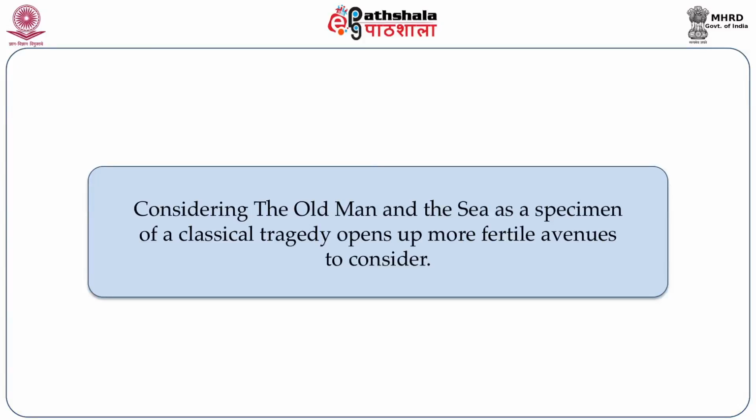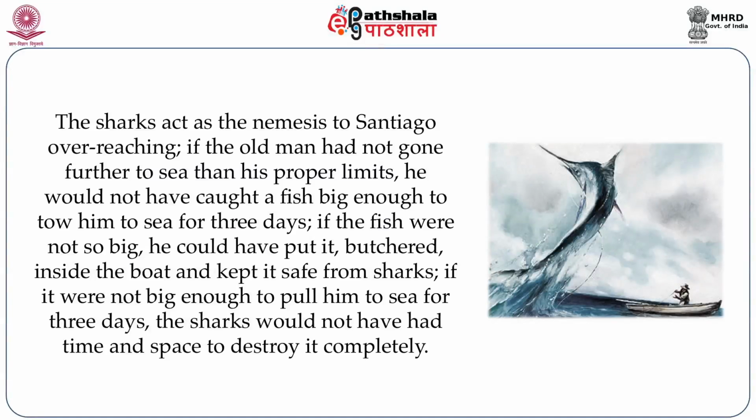Considering The Old Man and the Sea as a specimen of classical tragedy opens up more fertile avenues to consider. The sharks act as the nemesis to Santiago's overreaching. If the old man had not gone further to sea than his proper limits, he would not have caught a fish big enough to tow him to sea for 3 days. If the fish were not so big, he could have butchered it inside the boat and kept it safe from sharks. If it were not big enough to pull him to sea for 3 days, the sharks would not have had time and space to destroy it completely.